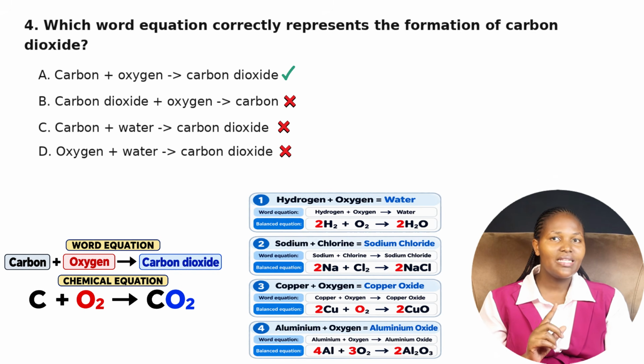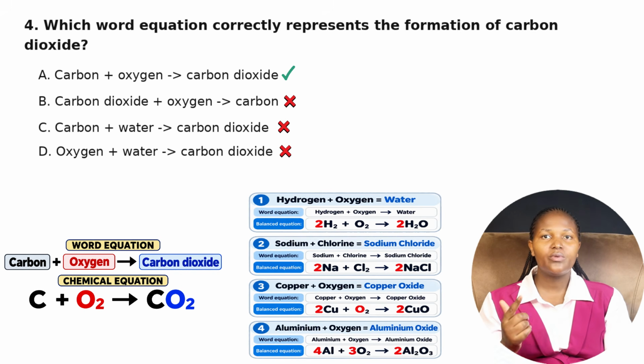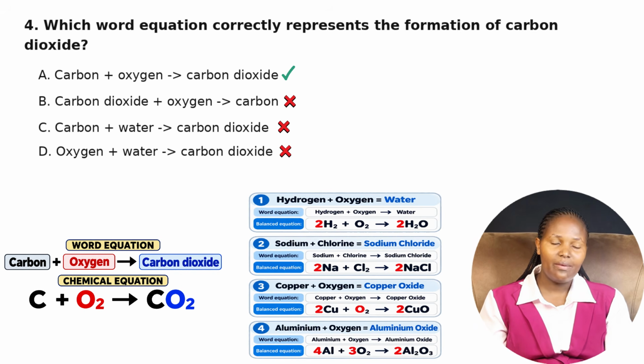Now, for an exam tip, in word equations you are supposed to identify the reactants first. You should know what is reacting and then what product is formed after that reaction. Never put a product on the reactant side simply because its name contains the same element.